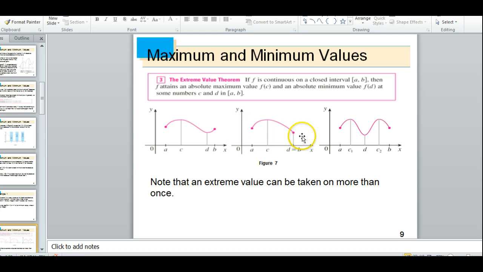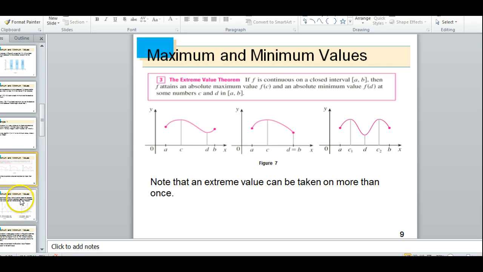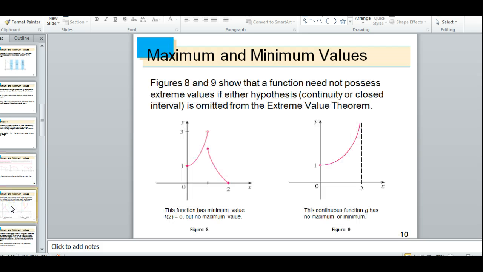The endpoints of a graph may be the absolute maximum or minimum as well, because we're talking about a closed interval. If we were talking about other functions where the domain is from negative infinity to infinity, then there are no endpoints to begin with, so that's something we're not going to need to check for functions that have a domain of all real numbers. Now it says, note that an extreme value can be taken more than once. So for example, just the way it did for the cosine, the maximum value was taken more than once. It was taken infinitely many times.